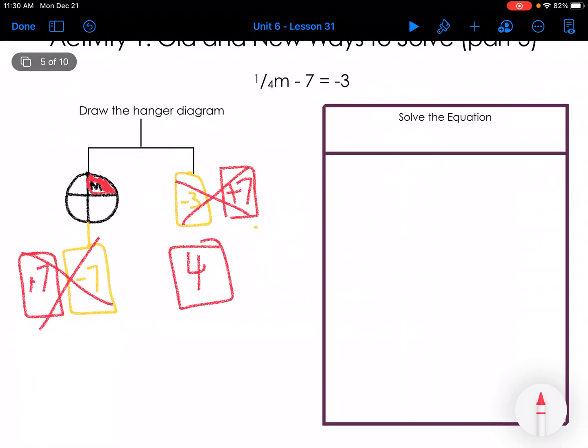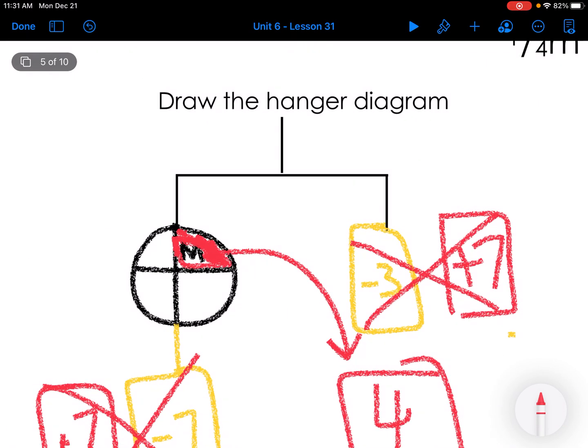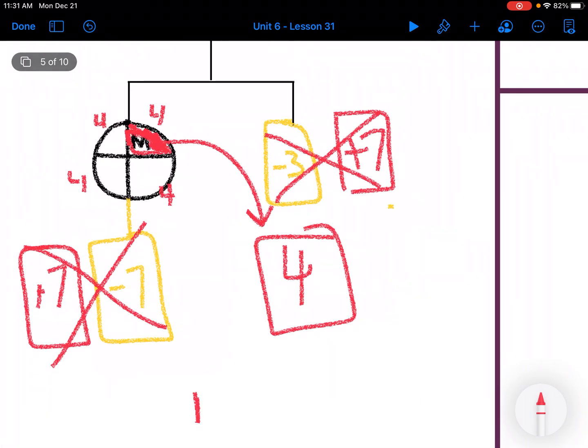So now, if 1/4 of the circle is equal to 4, let's reason this out, then I would have 4, 4, 4, and 4. So the whole circle would be equal to 16. So m has to be equal to 16.